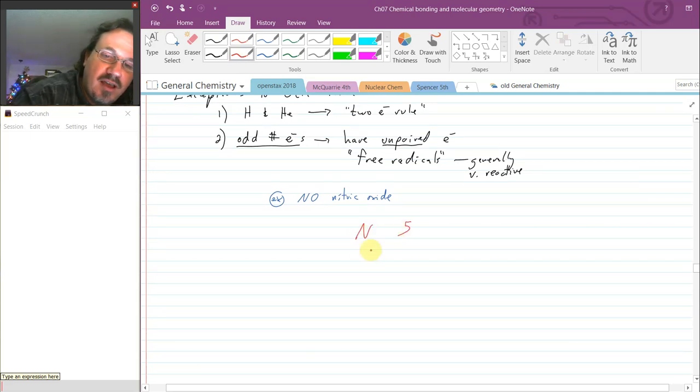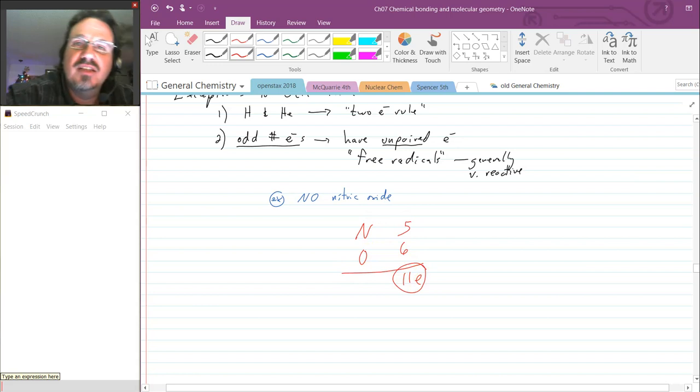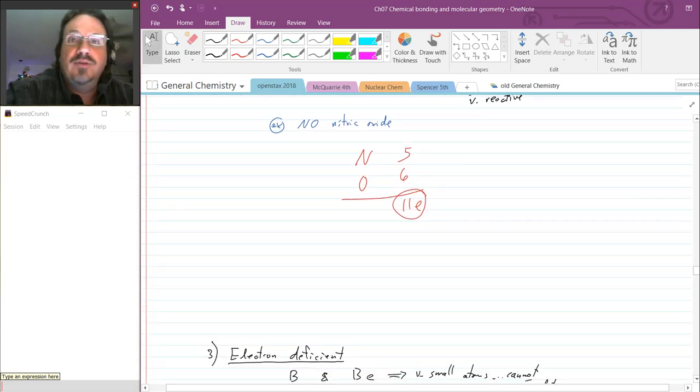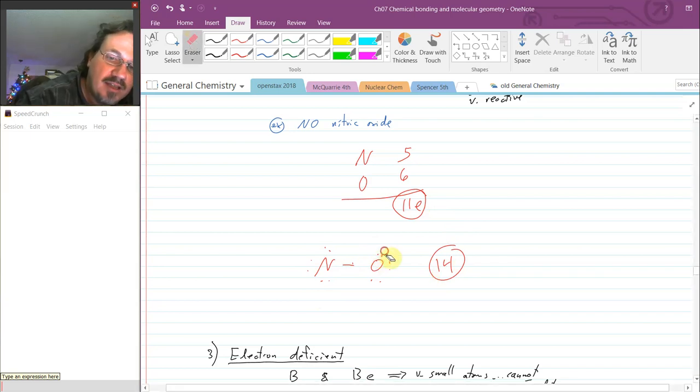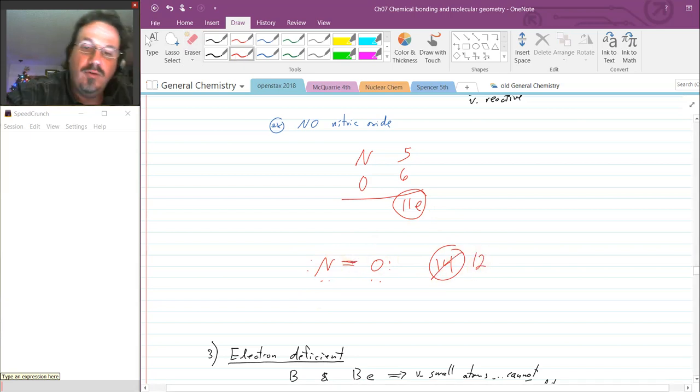Well, let's see. Nitrogen has 5, oxygen has 6. Look at that. Grand total of 11 electrons, an odd number. So I know I'm going to have a free radical right away. Let's do it. Nitrogen, oxygen, give everything an octet. Looks like that. How many electrons did I use? 2, 4, 6, 8, 10, 12, 14. That's too many, so I start knocking them down. Let's take a pair off of here and a pair off of here and put it as a bond instead. That brings it down to 12.